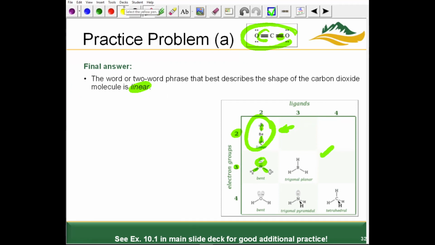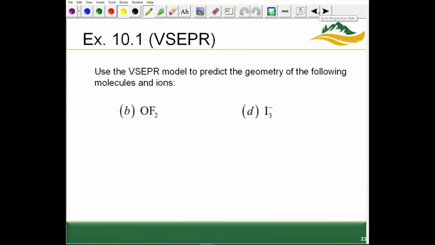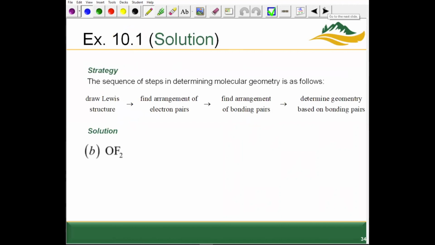Example 10.1 is a good one to look at in the main slide deck. I'm going to go through just a few of these with you. So 10.1, let's do B and D together. In using the VSEPR model to predict the geometry of both of these, the strategy here is, of course, to draw the Lewis dot structure first, then find the arrangement of electron pairs, then find the arrangement of bonding pairs. So electron pairs, then bonding pairs.